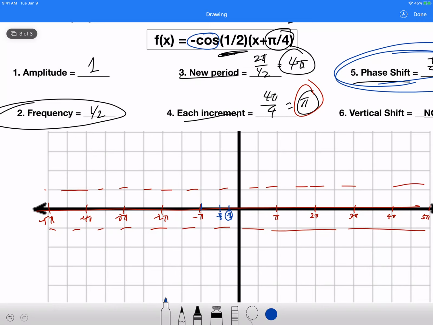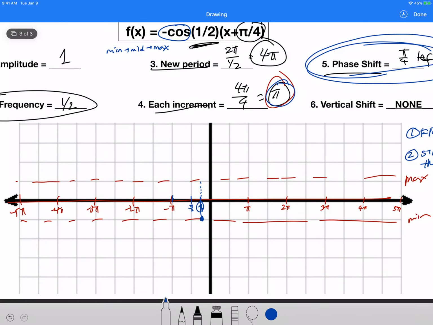Negative cosine means I start at min, then I go to mid, then I go to max. So I'm going to start right here at minimum. Okay? So now what do we do? Now what happens after that is that every increment is pi.